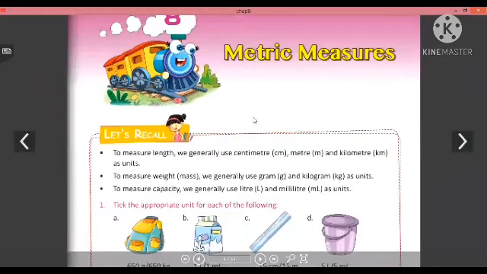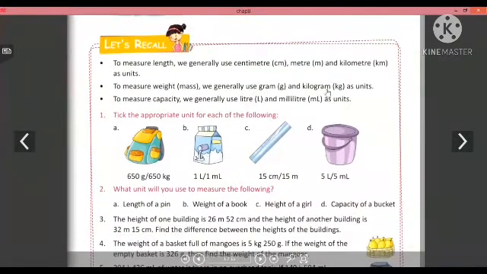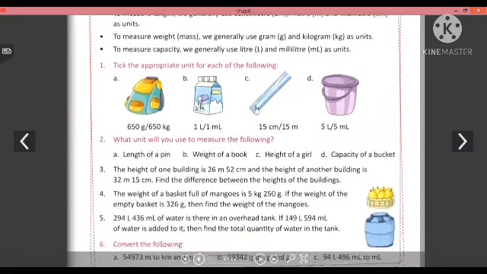So, we know that to measure length, we generally use centimeter, meter and kilometers as units. To measure weight, we use gram and kilogram as units. And to measure capacity, we use liter and milliliter as units. So we know all these points from our earlier classes. Now, in the next question, which is question number 1, pick the appropriate unit for each of the following.